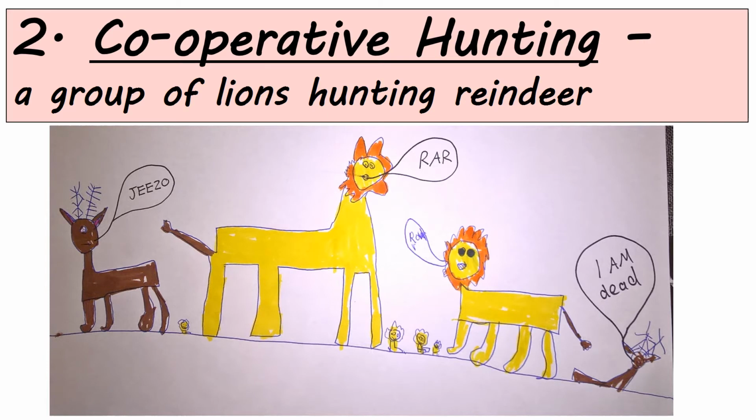Number 2, this is a group of lions hunting reindeer. I think my daughter was involved in this, so maybe the knowledge of biology is not what it could be. I'm not sure if lions and reindeer live in the same ecosystem, but anyway, you get the point. So cooperative hunting is this one.